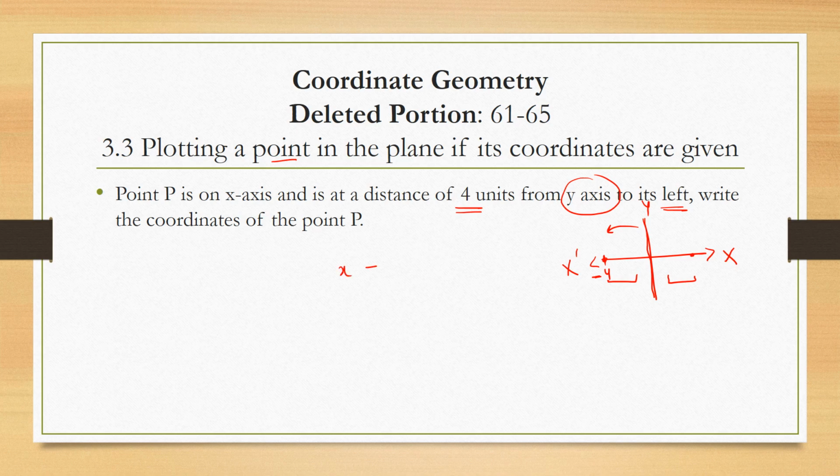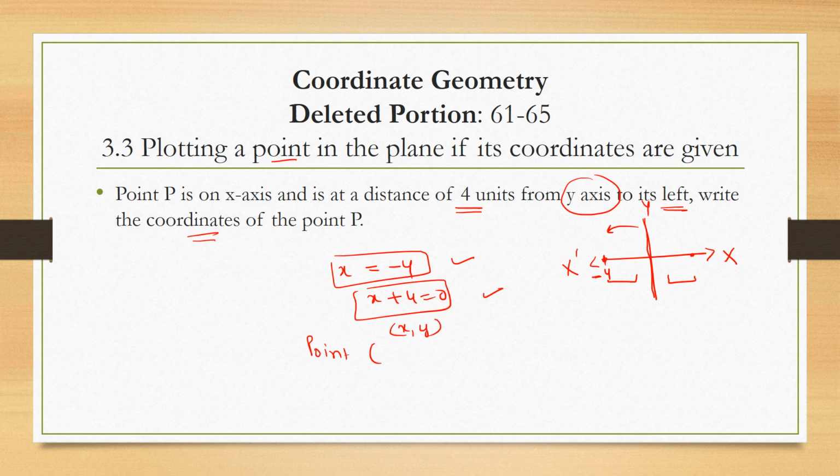X is equal to minus 4, or we can say x plus 4 equals 0. This should be the equation, and this is the point coordinate. Okay? So, sorry, this is only the abscissa. If coordinates are being asked, x comma y is the coordinate. X is minus 4. If it lies on x-axis, y will be 0. So, the point is this. Let's move on to the next question.